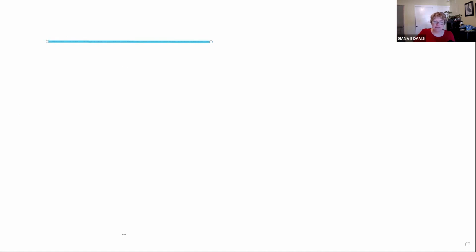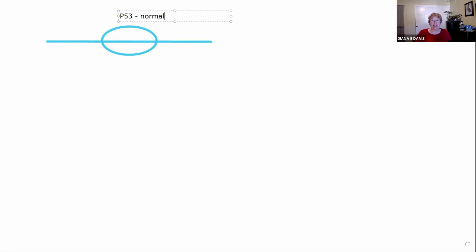This is your DNA. And right here is the location for a gene. I'm going to say P53. P53 is a gene that normally blocks cell division in cells where the DNA is damaged. So if your DNA is damaged, this gene says we are not going to divide.